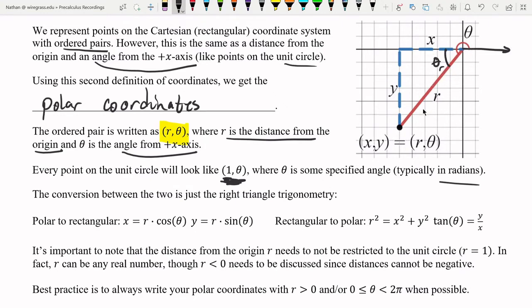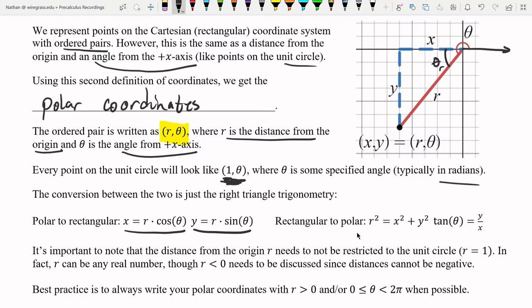And you can see that if you want to get x, for instance, x is going to be the adjacent side. So we're going to use cosine. So x equals r cosine theta, and y equals r sine theta. Right, y is the opposite, so we're going to use sine there.